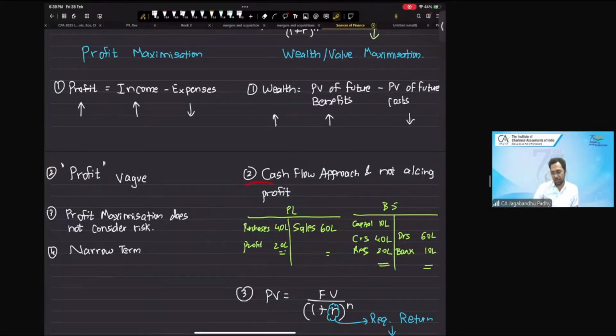Wealth maximization is a cash flow approach. What do you mean by the cash flow approach? Let me make you understand that cash flow is more important than the balance sheet or the normal profits. How is it? Let's have a look at it.